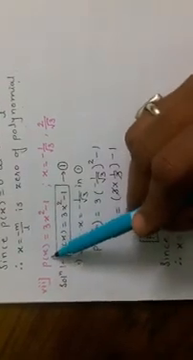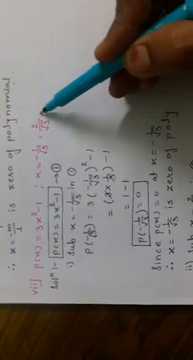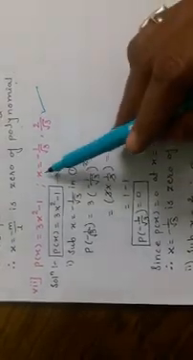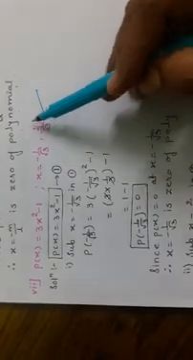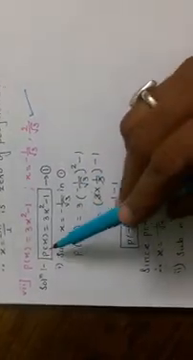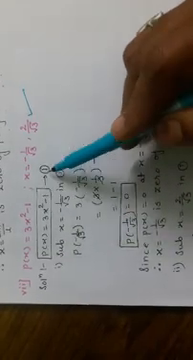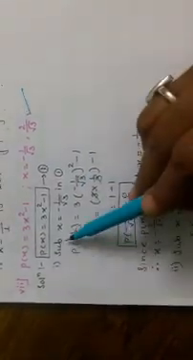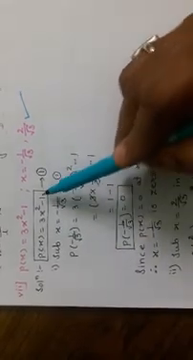Seventh problem, P of x is equal to 3x square minus 1, but here again they have given two values of x, that is minus 1 upon root 3 and 2 upon root 3. So we have the polynomial P of x is equal to 3x square minus 1. We will call this equation 1. First, substitute x equal to minus 1 upon root 3 in equation 1.